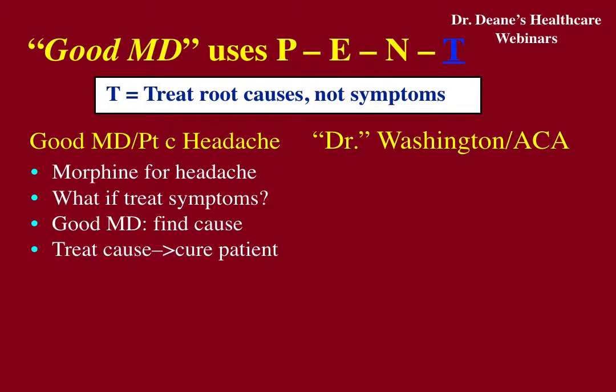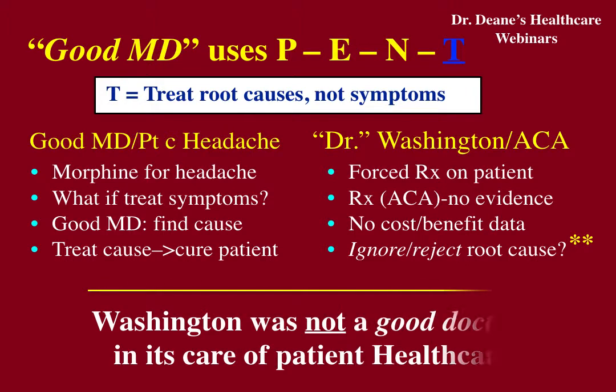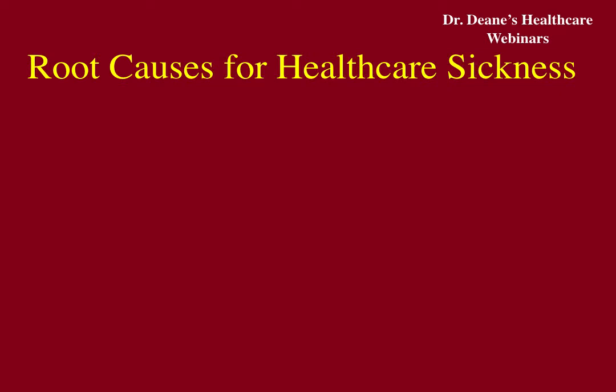Dr. Washington, with the Affordable Care Act, forced the therapy on the patient. There was no evidence that the Affordable Care Act would actually make us healthier. There was no long-term cost-benefit data. And what really scares me is that they might have known the root cause and chose to ignore it or simply reject it. And that is what we're going to talk about in a second. But the conclusion that we're going to have to come to is that Washington simply did not behave like a good doctor in its care of patient health care.